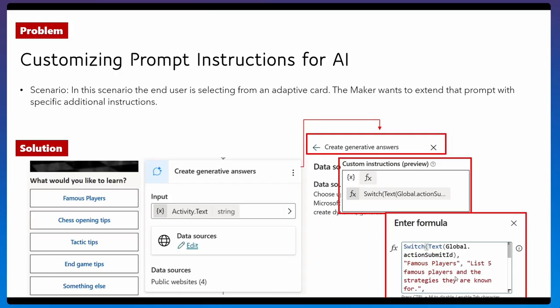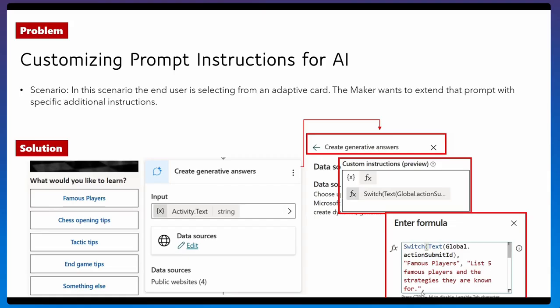If you look over here, we're using the switch function, and this is longer. I didn't show you the whole function. But basically, if they click on famous players, then the prompt that will be sent to the AI for generating the response will be list 5 famous players and the strategies they are known for. So we're actually changing the prompt for the end user to get them the best response.